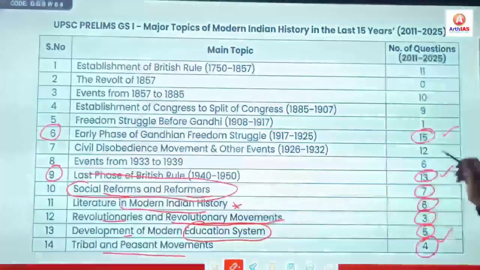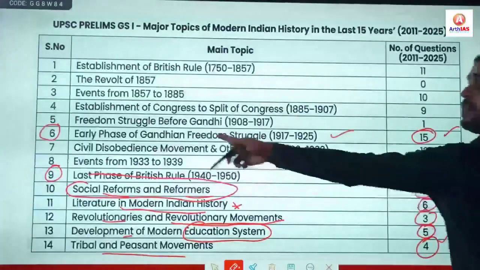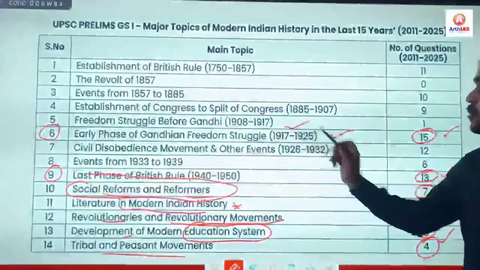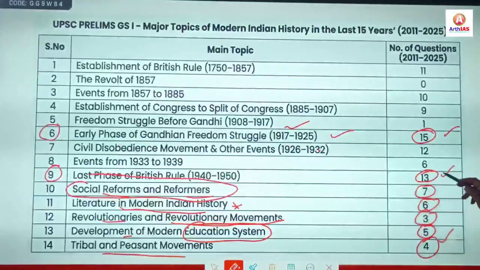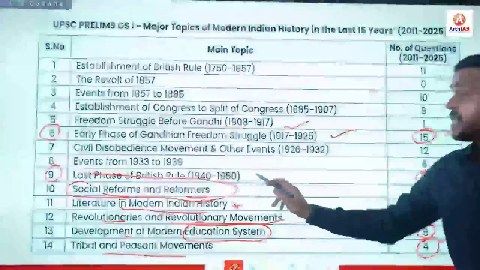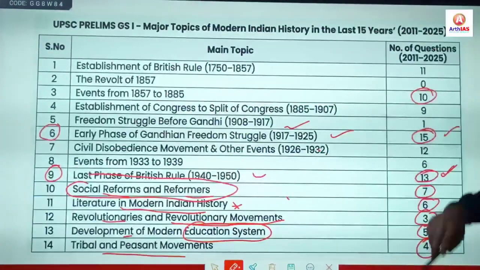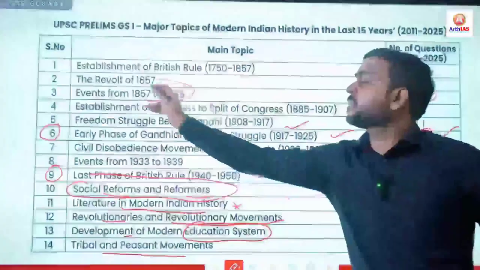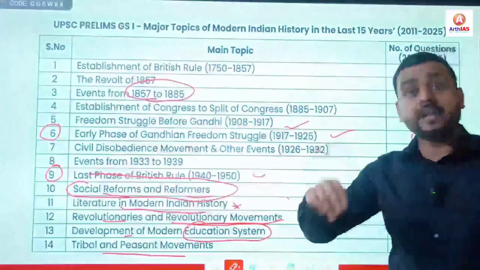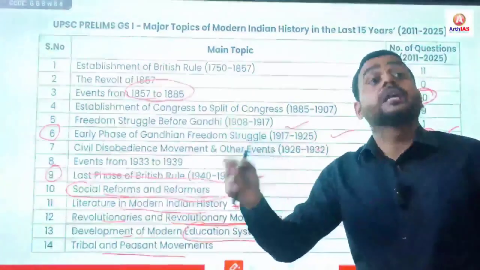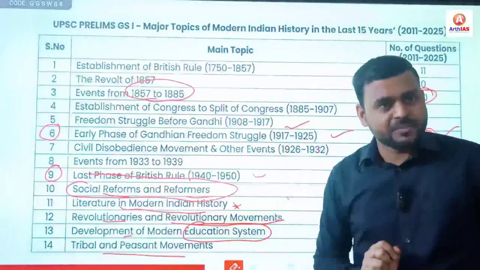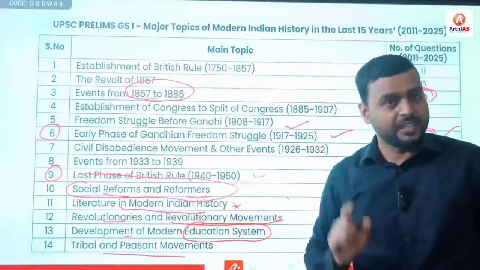The most repeated topic is the early phase of the Gandhian freedom struggle, 1917 to 1925. The second important topic, topic number 9, is the last phase of British rule. And the third is events from 1857 to 85, meaning after the revolt of 1857 to the establishment of the Indian National Congress. That is very important.